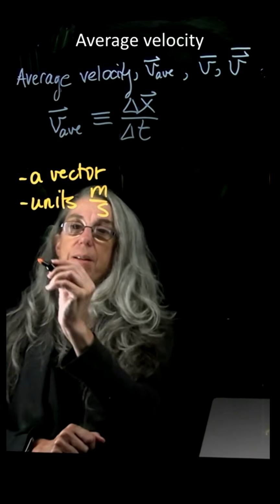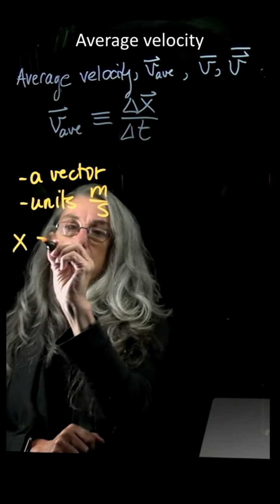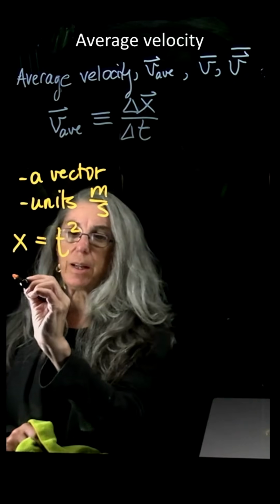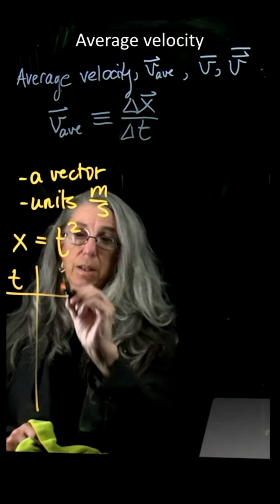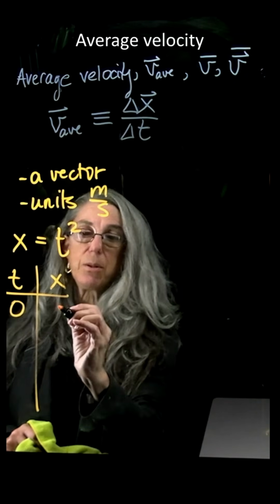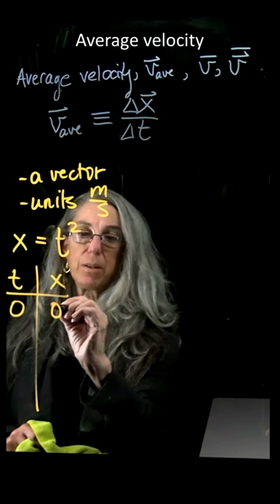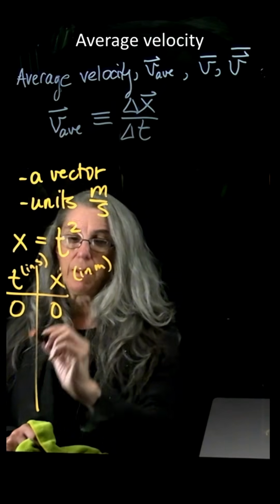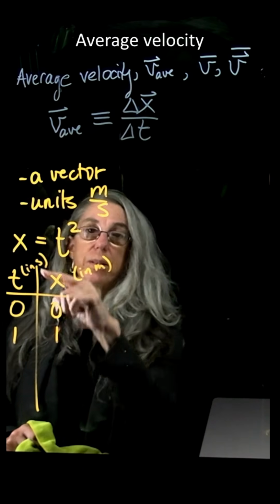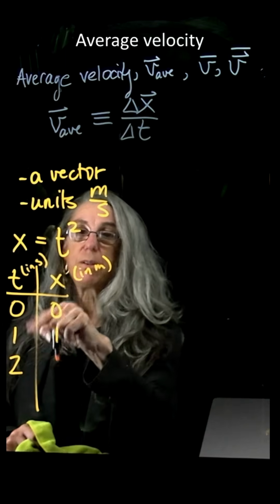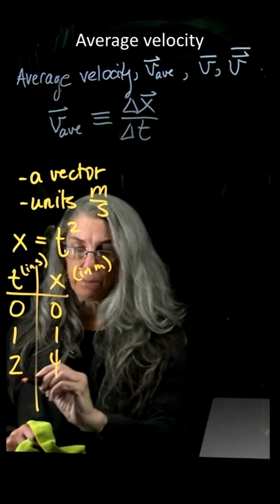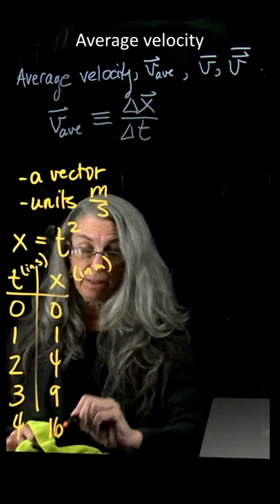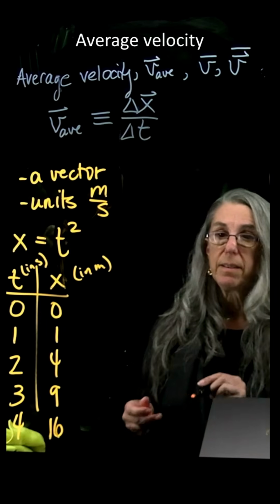One of my favorites is to do the position x equals t squared. If I make a table of values for that, I'll put t first, and then x. When time is 0, x is 0. I want position to be in meters, time to be in seconds. So when time is 1 second, then 1 squared is 1. But when t is 2 seconds, you'll get 4 meters. And when it's 3, you'll get 9 meters. And when it's 4, you'll get 16 meters. That's a nice set to do.